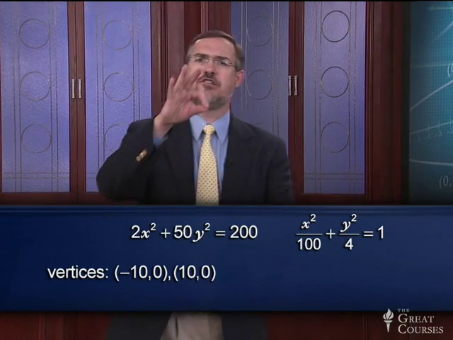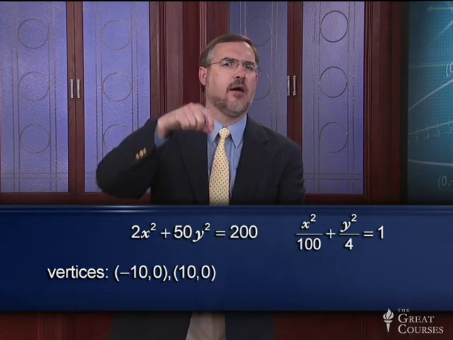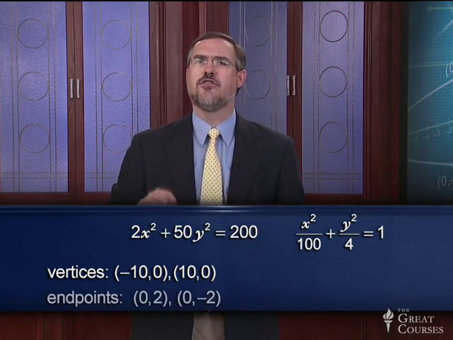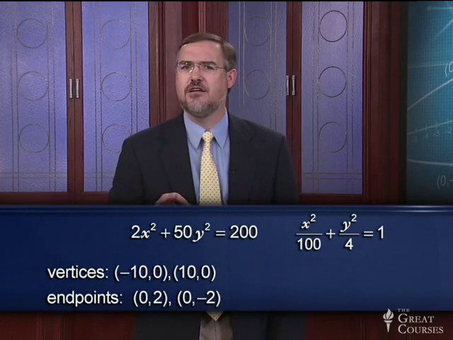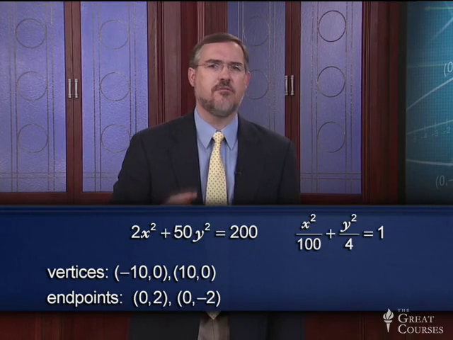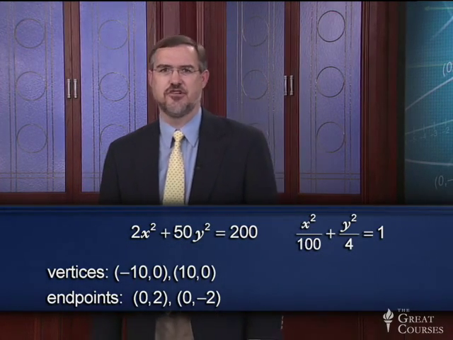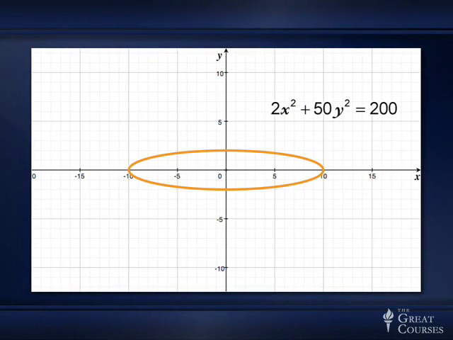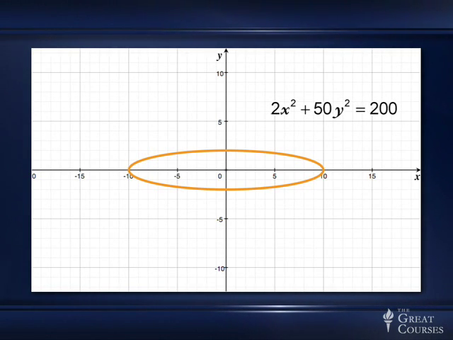Where are the endpoints of the minor axis? Well, they're going to be on the y-axis then. And what are their locations? Well, they're going to be at (0, 2) and (0, -2). Where are the 2s coming from? Square root of 4. The denominator under the y² is a 4. So your ellipse now can be drawn quickly, and it's going to look like this. Plot those 4 endpoints and just draw the ellipse in.